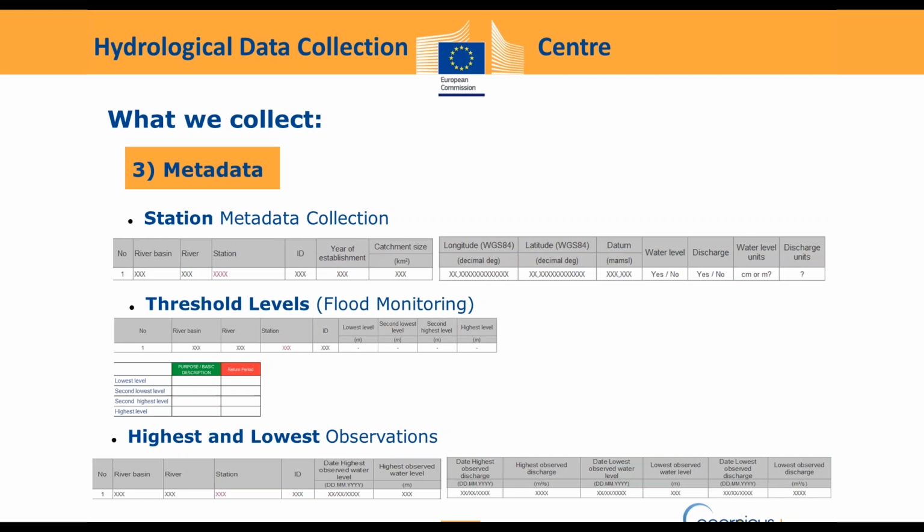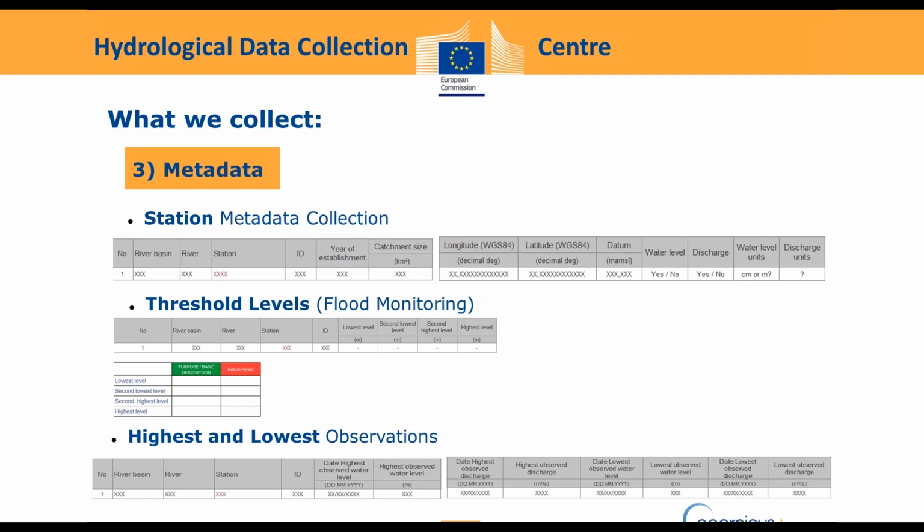We have 4 levels, but if the partner has different levels, we can adapt our database. So we would like to have the river basin, the river station, and the lowest and the second lowest level, as well as the highest level and the second highest level.